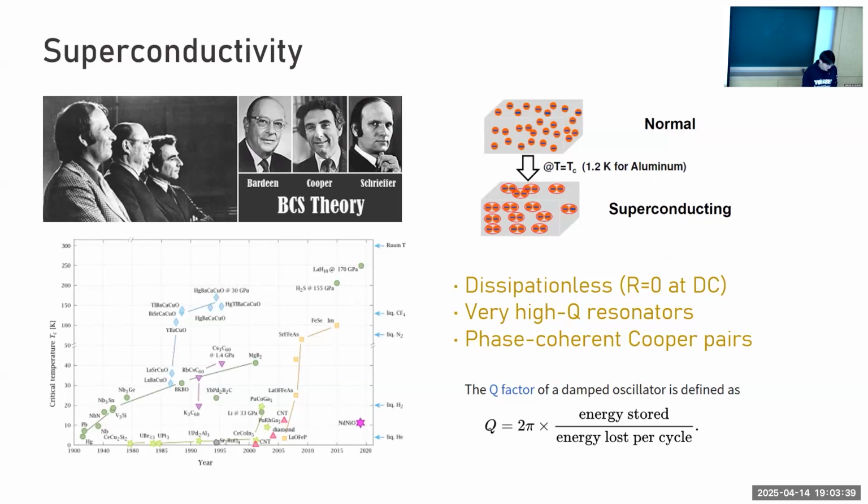So a superconductor has three main properties: dissipationless, very high Q resonators, and phase-coherent Cooper pairs. So, why do we need high Q resonators? Because we need to conserve the energy in the circuit. That's the main reason, so that we do not lose information in the superconducting qubits.